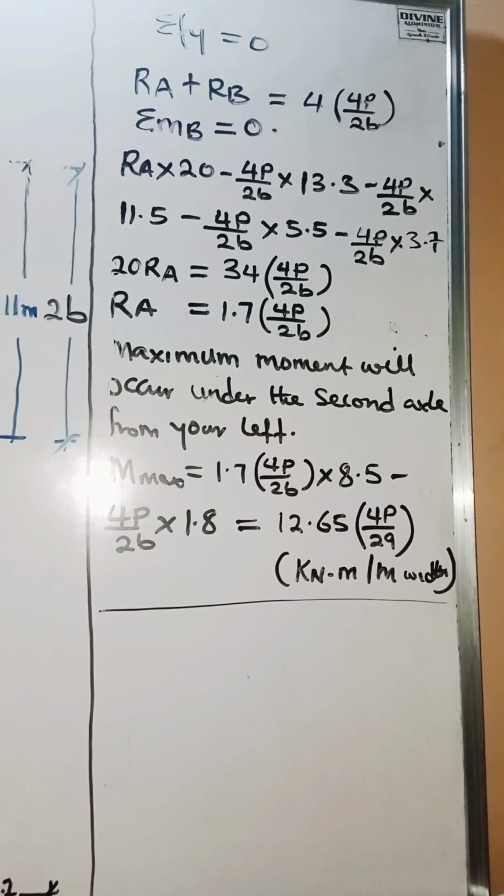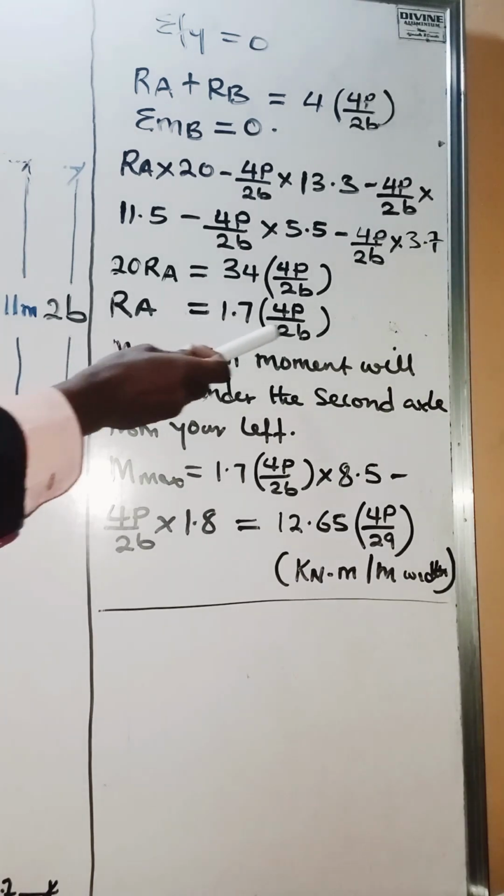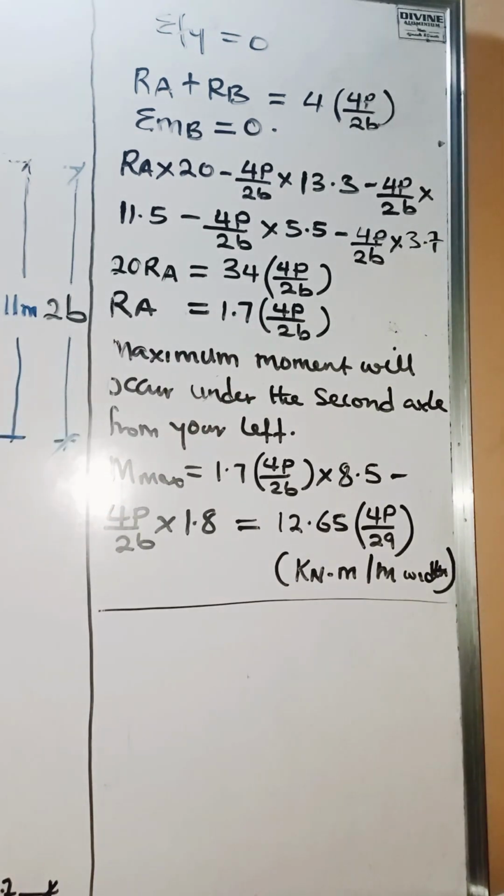All right, so in obtaining the maximum moment, let's call our sigma Fy to be 0. So total reactions becomes 4 times open bracket 4p over 2b. That becomes the total reaction. So if we take moment about point B equal to 0, we're going to have our Ra to become 1.7 bracket 4p over 2b. All right, so this becomes our Ra. So the maximum moment will occur under the second axle from our left hand side, like I said earlier on.